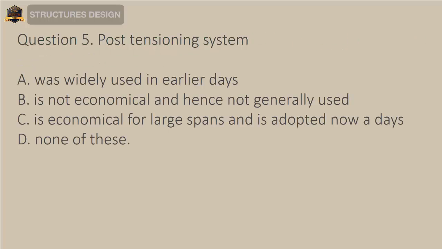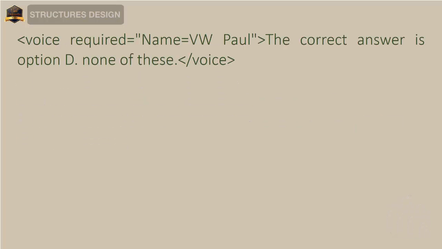Question 5. Post-tensioning system. A was widely used in earlier days. B is not economical and hence not generally used. C is economical for large spans and is adopted nowadays. D none of these. The correct answer is option D all the above.